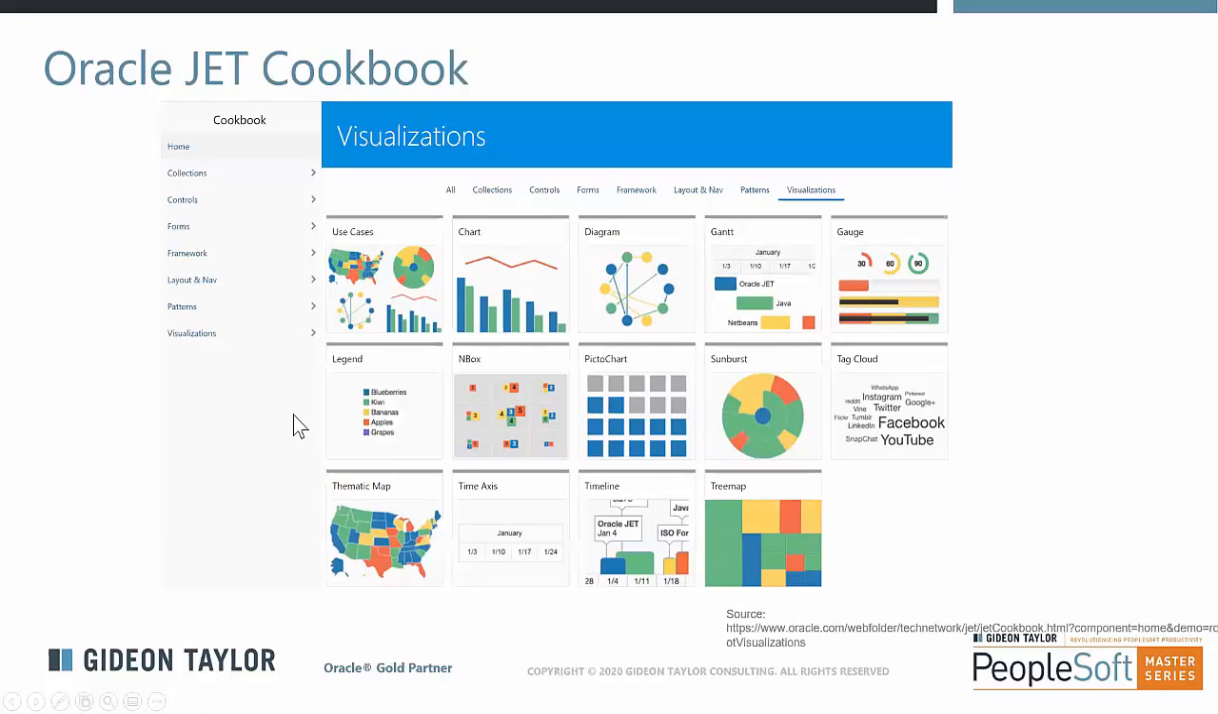So the Oracle JET Cookbook is online. If you go to this URL, or just search for Oracle JET Cookbook on Google, you'll end up here. And again, this is a library that includes lots of controls and so forth. We're looking specifically at visualizations. And the example that we're going to use is the timeline visualization.